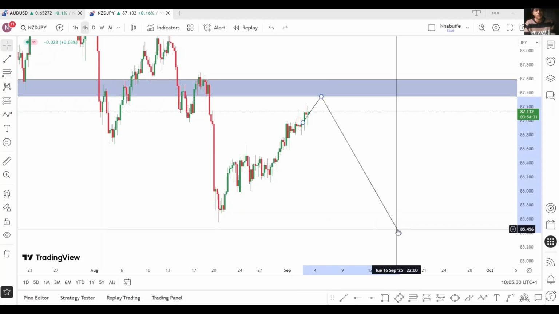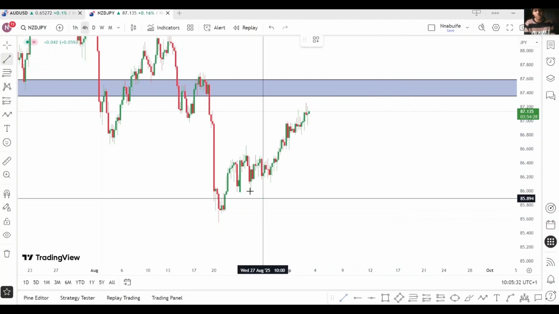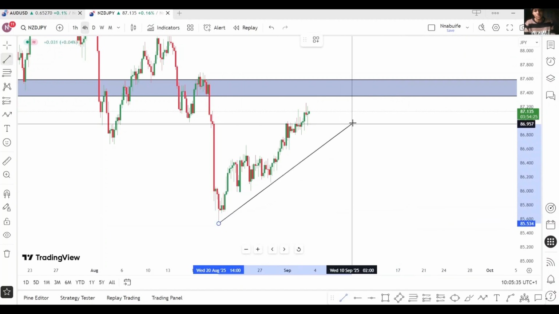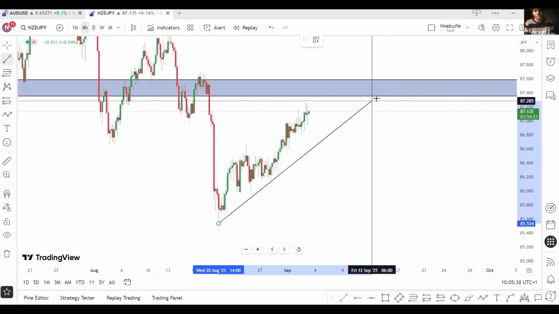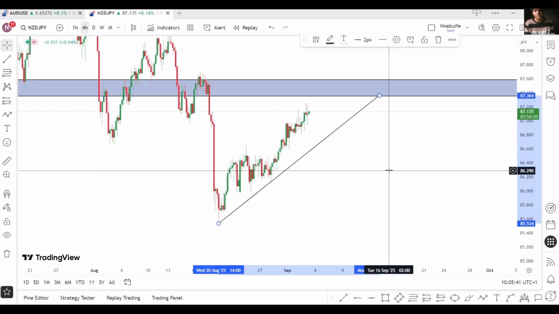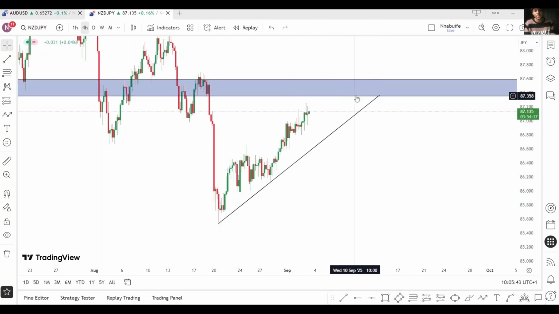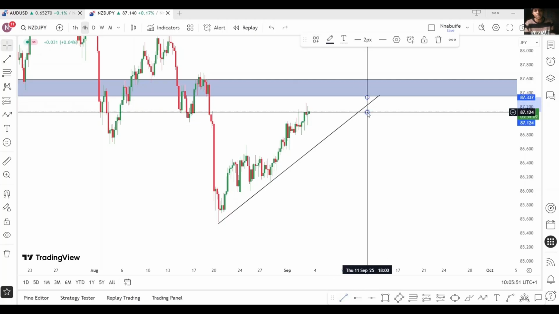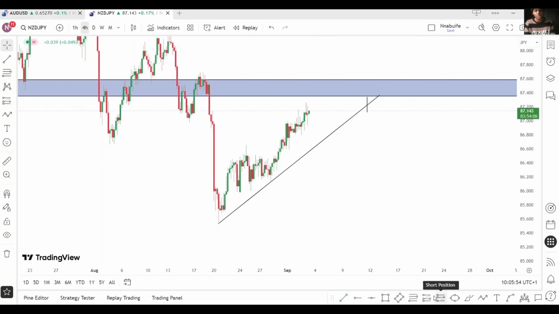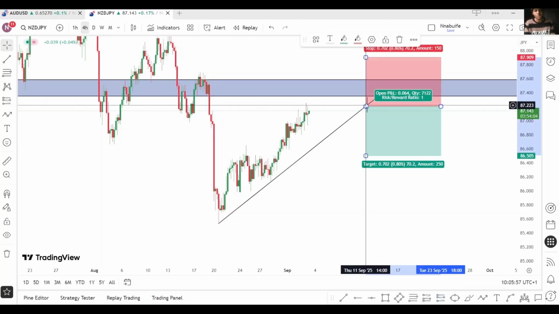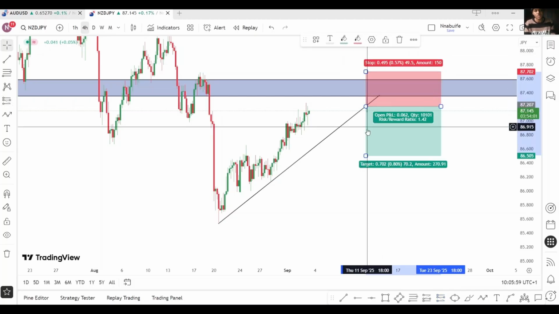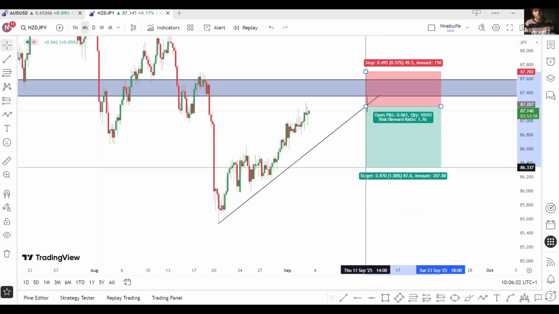So when price bounces off of here, I will then bring up my CTL, my counter trend line, and draw it properly like this. Wait for price to play around here and base properly. Once a 4-hour candle can break like this, then I'll be entering a sell. My stop loss will be above the swing high.